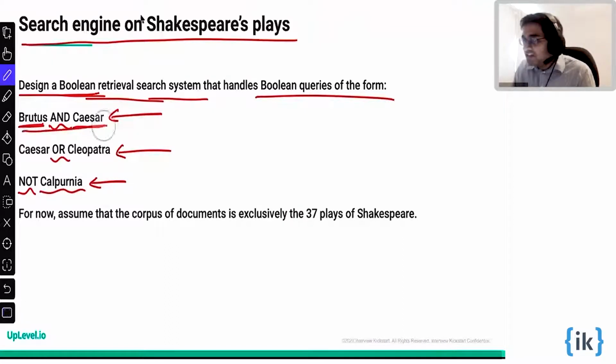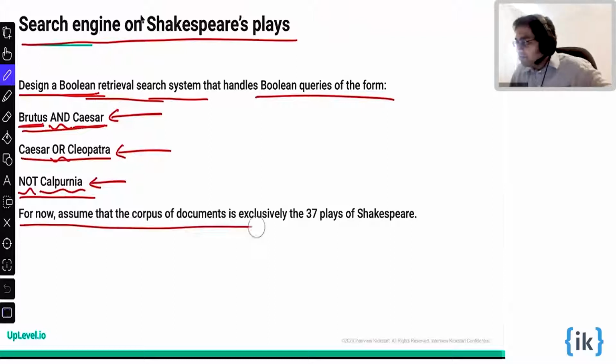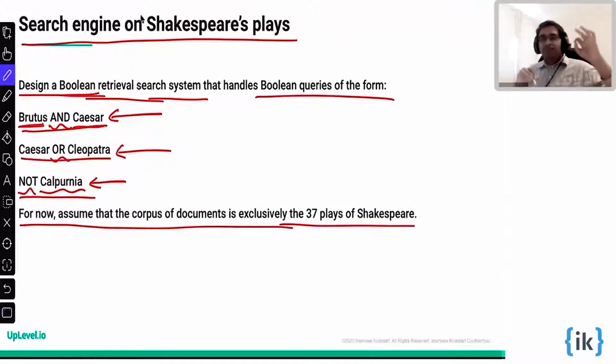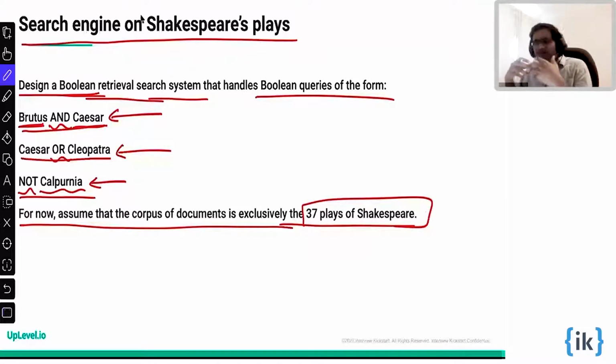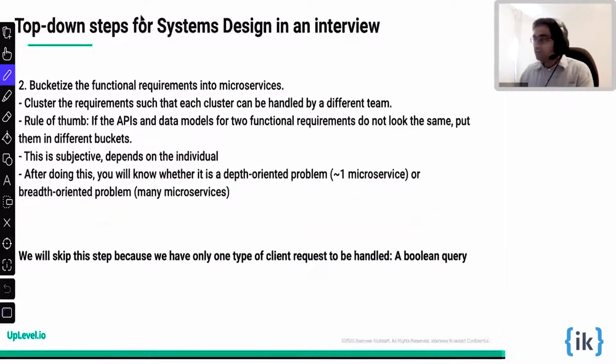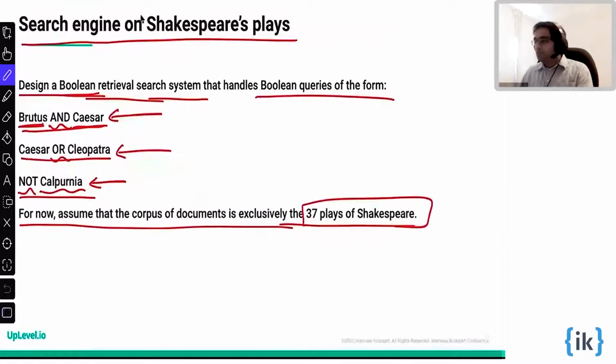So you can imagine the user submitting a simple Boolean expression like this, or it could be a much more complex and long Boolean expression. And for now, to start with, we will change this assumption later, but for now, let's assume that the documents we are talking about in our search system are just the 37 plays of Shakespeare. This is useful when you have no clue how to design a large scale system. You first think of designing a small system and then scaling it up. So on the plays of Shakespeare, we want to build a Boolean retrieval search system.